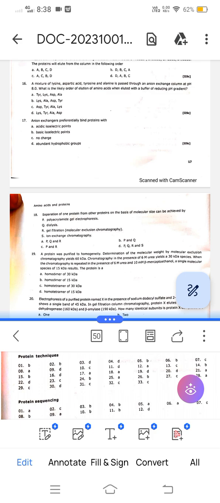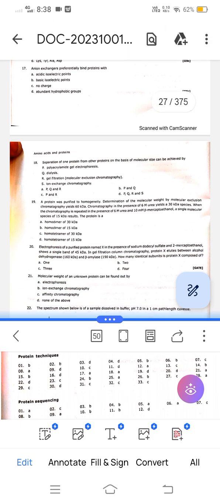Acidic isoelectric points. Then separation of one protein from other proteins on the basis of molecular size can be achieved by 18A. Polyacrylamide gel electrophoresis.